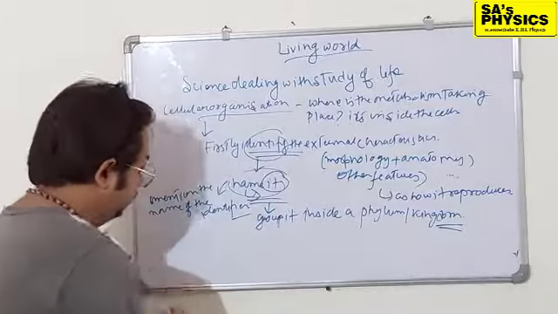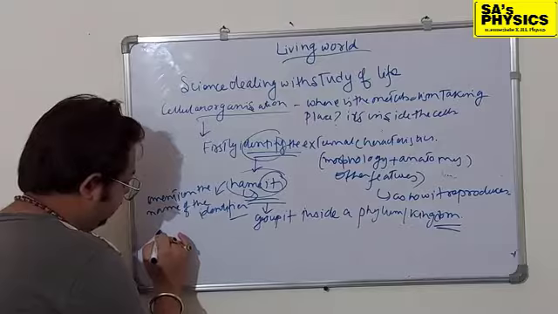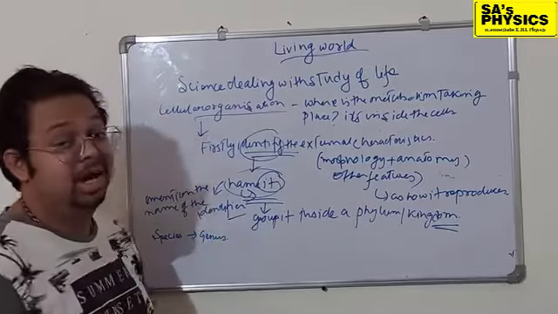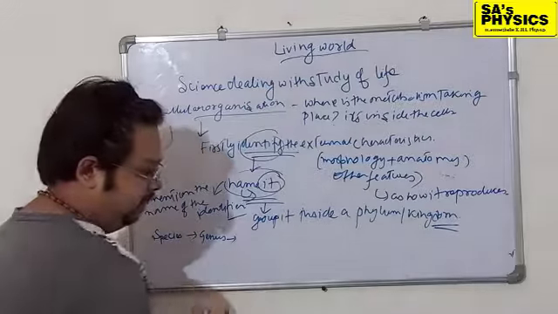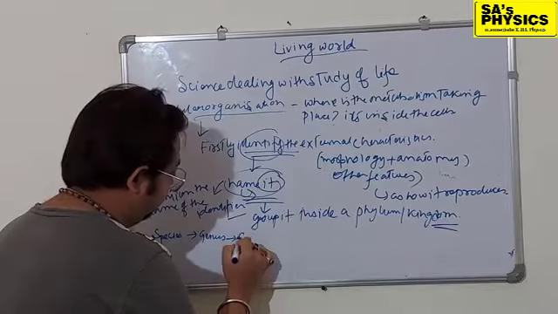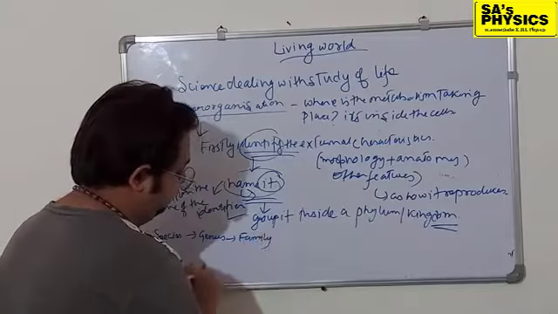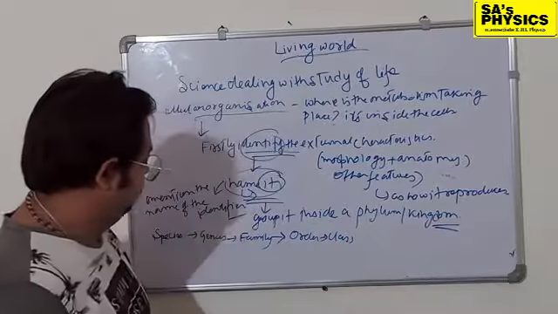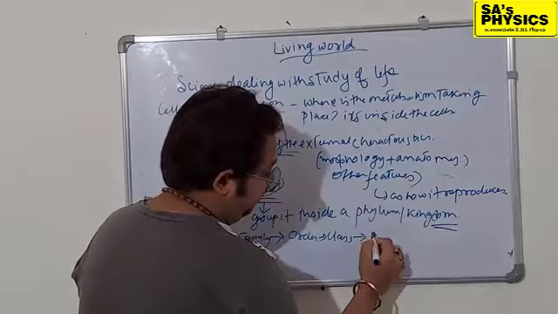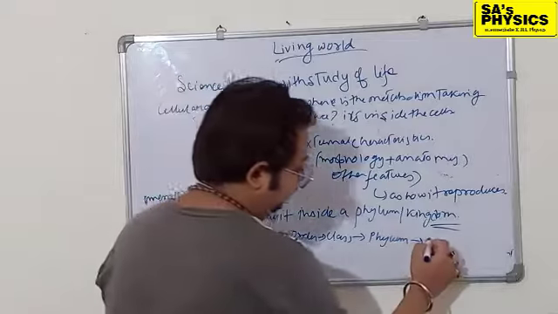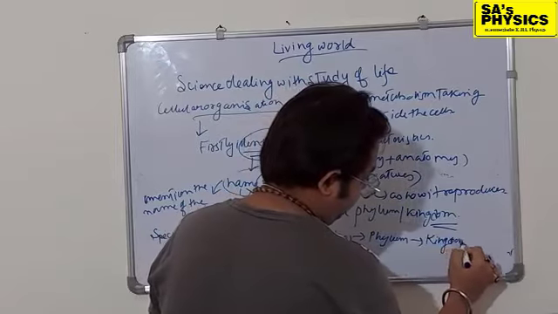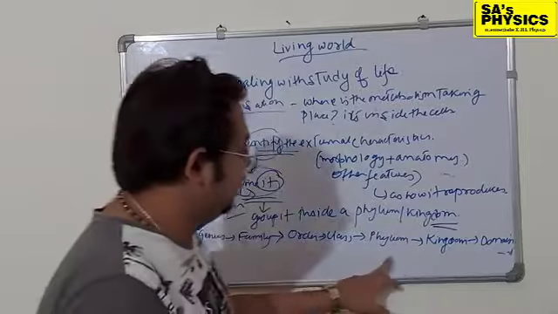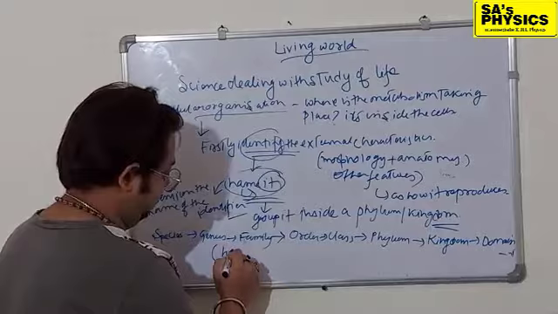After we do all of this, we have a specific hierarchy of taxonomy. So we have the species, then genus, then family, then order, class, then phylum, then kingdom, and then domain. So this is the hierarchy: species, genus, family, order, class, phylum, kingdom, domain. This is the taxonomical hierarchy.